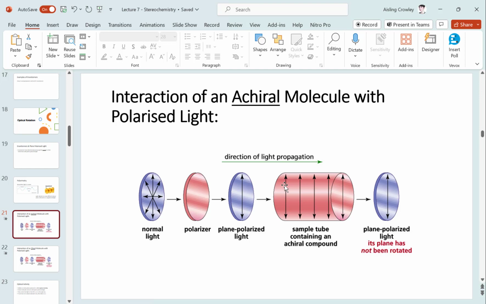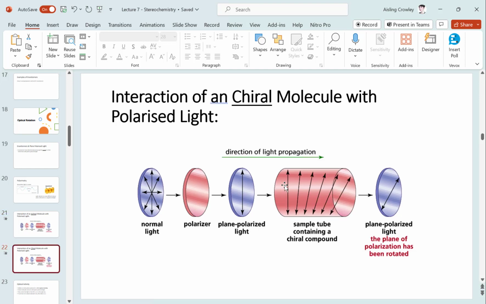It's not been rotated. However, if I take a chiral molecule with a chiral carbon, one or more of them, I take my light, I plane polarize it, and then I pass it through my sample tube. The interaction between that plane polarized light and your chiral molecule will cause a rotation of that light. It went in completely vertical, maybe at a 90-degree angle, and then when it comes out, it is slightly more rotated. So we can actually determine how much it has rotated. The instrument, the polarimeter, will give you a value.